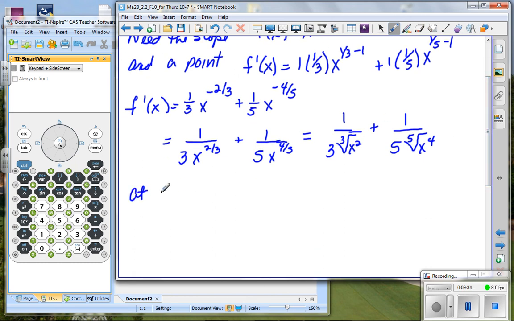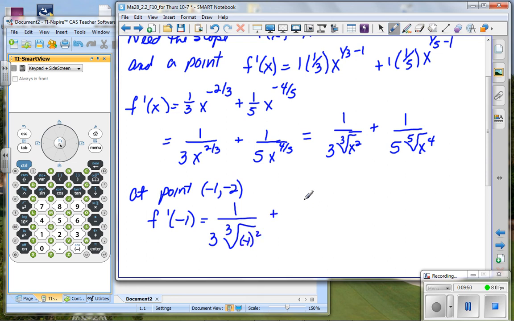So let's look at the point -1, -2. So the derivative at -1 is 1 divided by 3, the cube root of -1 quantity squared, plus 1 divided by 5, the 5th root of -1 to the 4th power, which is simply going to be 1 divided by 3. Negative 1 squared is 1. The cube root of 1 is 1. Plus 1/5, for the same reason. Negative 1 to the 4th is 1. The 5th root is 1.